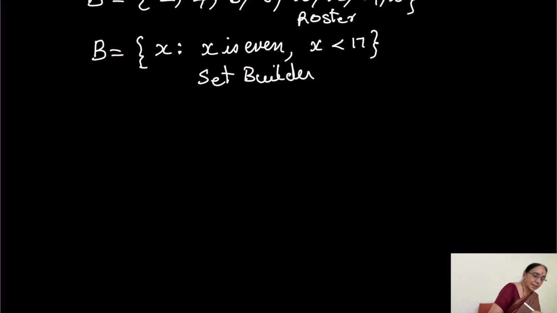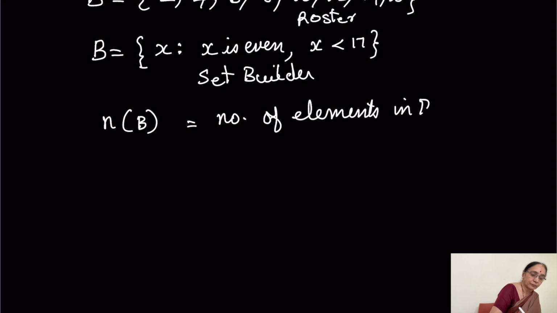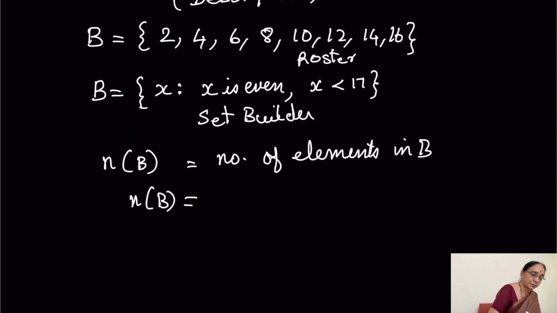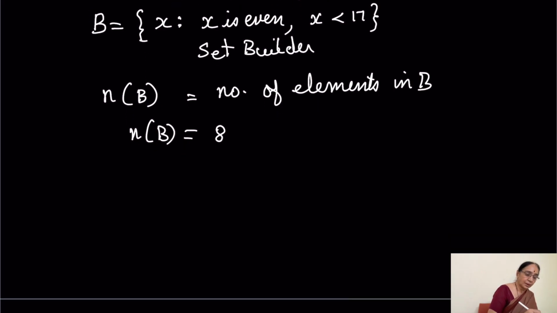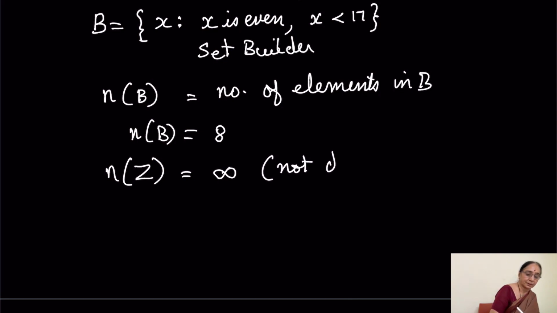Okay. Now what is n of B? This n of B gives you the total number of elements in B. So n of B is, let us count, 1, 2, 3, 4, 5, 6, 7, 8. n of B is 8. Now what is n of Z? It's an infinite set, right? So it is not defined. You can use the symbol infinity, but you say not defined. For an infinite set, you cannot get the number.